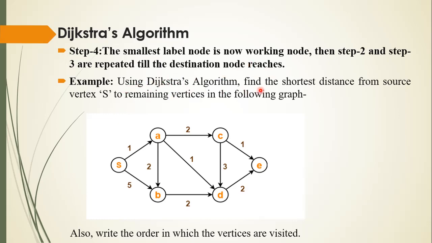Using Dijkstra's algorithm, find the shortest distance from the source vertex S to the remaining vertices in the following graph. Here we have a graph in which S is the source vertex. S, A, B, C, D, E are all vertices. All nodes have a distance between two nodes. Also write the order in which the vertices are visited.